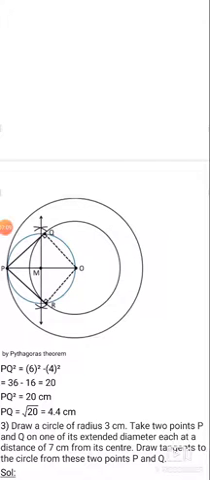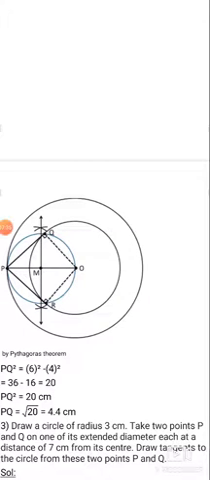After that you need to check whether it is correct or not using the Pythagoras theorem. For that, PQ square, when you consider the triangle OPQ, angle Q is 90 degrees. So which one is the hypotenuse? OP. So PQ square is equal to OP square minus OQ square. That is OP, 6 cm, 6 square, minus OQ, what?